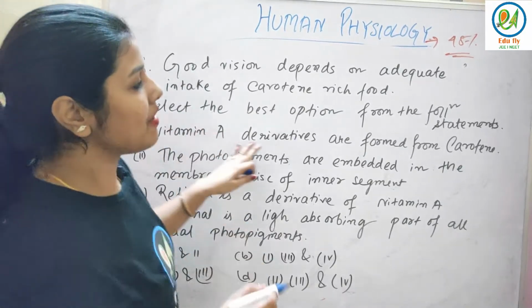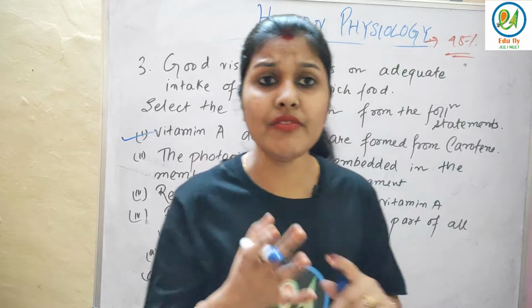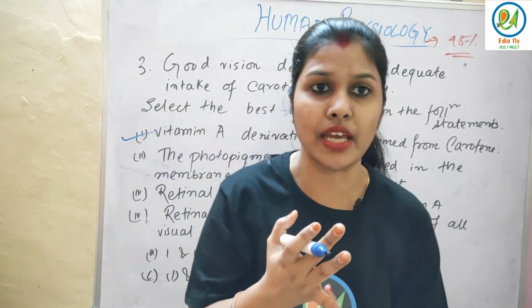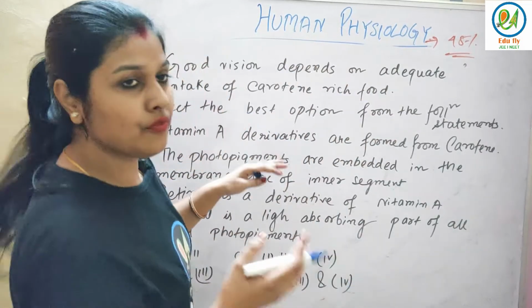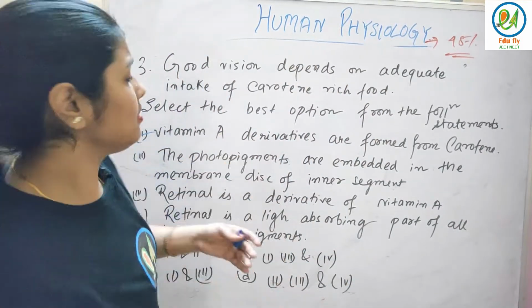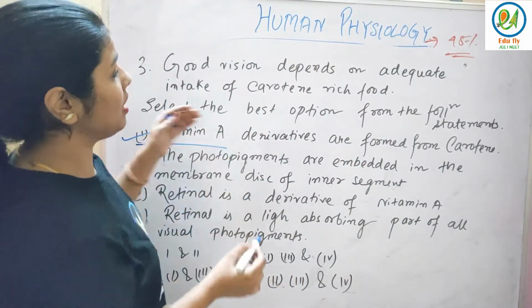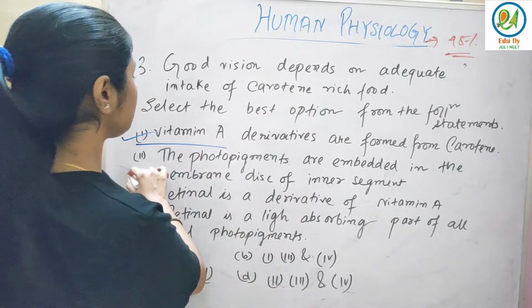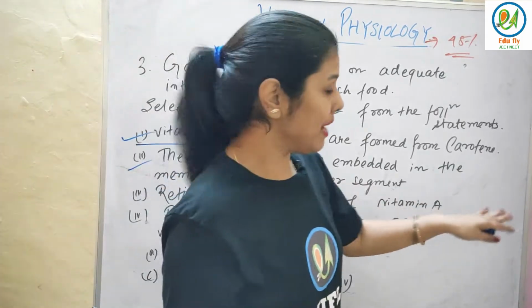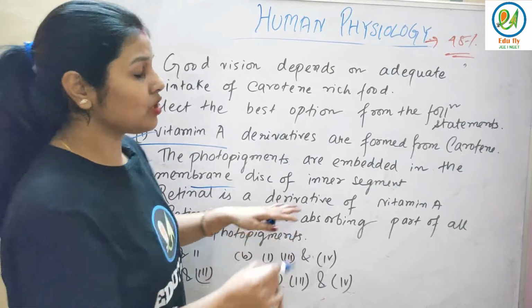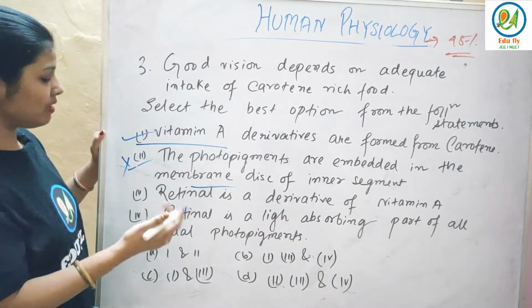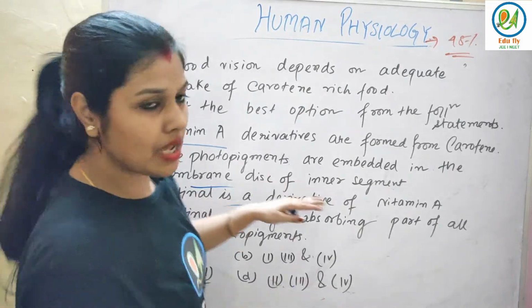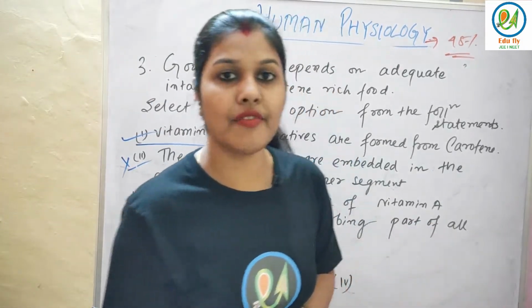First is, vitamin A derivatives are formed from carotene. What are the derivatives of vitamin A? There is carotene, beta carotene, retinol. Okay, these 3-4 are there. That is the carotene rich food. Next is, the photopigments are embedded in the membrane disc of inner segment. This is wrong. Photopigments are not embedded in the membrane. Retinol is a derivative of vitamin A, like I told you now.